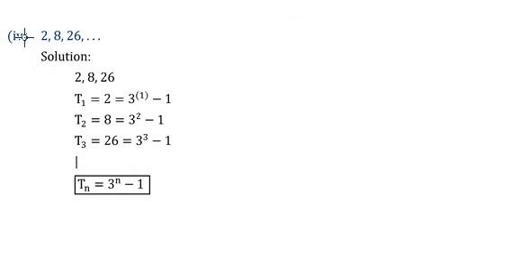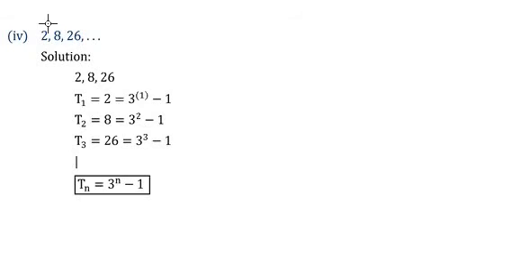Now similarly question number 4: 2, 8, 26. If we check the difference by using d is equal to second term minus first term, so d is equal to 8 minus 2 equal to 6. 26 minus 8 is equal to 18. So the common difference is not the same.